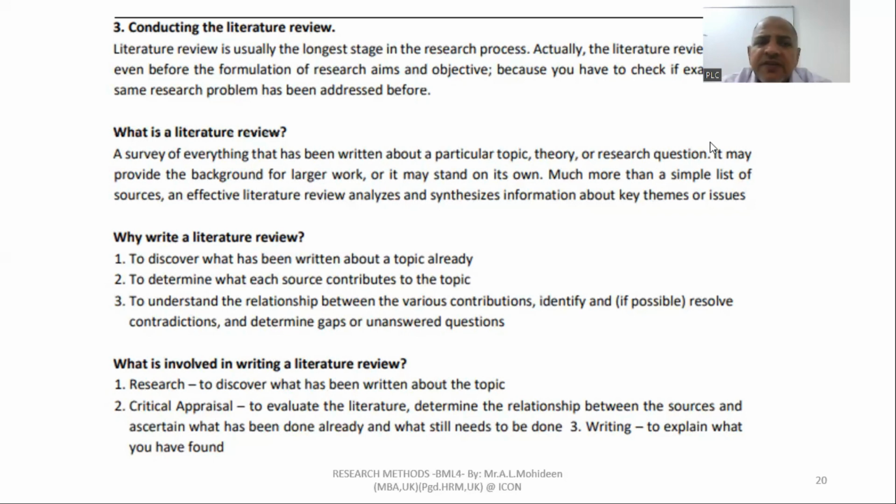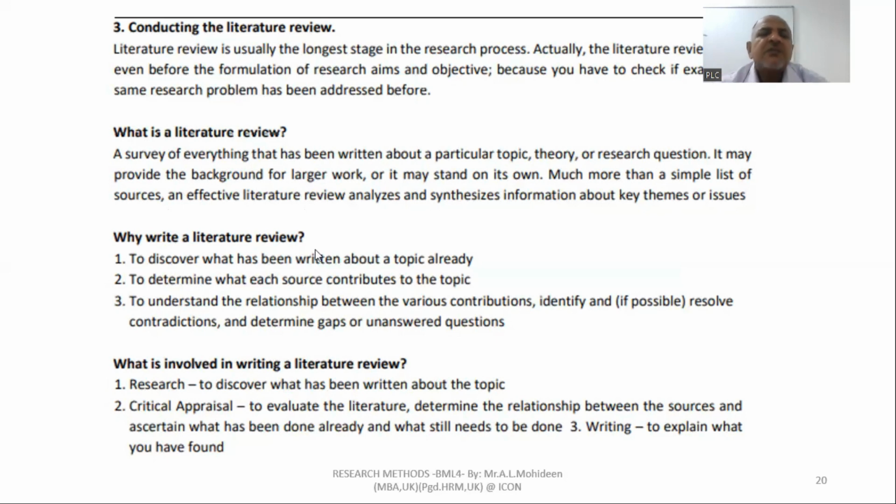Okay, what is literature review? A survey of everything that has been written about a particular topic or theory or research question. It may provide background for a large work. It may stand on its own, much more than a simple list of sources. An effective literature review analyzes and synthesizes information about the key themes and issues. On the issue, you should have some literature, some kind of research done. So the theory you have to bring.